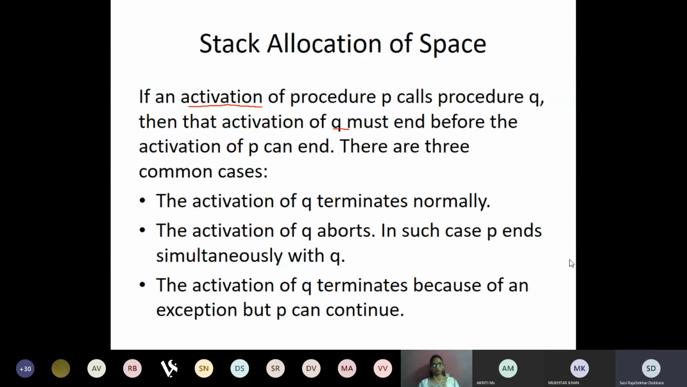And case number 3 is the case where the activation of Q terminates because of an exception, and because P has the capability to handle the exception, though Q terminates, P can still continue. These are the three different cases of how the activations of procedures happen while the allocation happens on a stack.